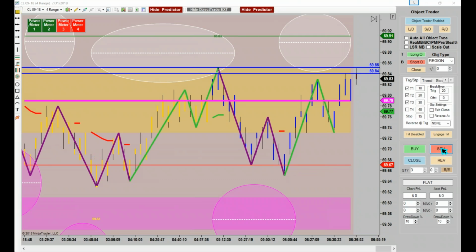But if you want to do it more conservatively, then obviously what you'd want to do is wait for it to actually do a little lightning to the downside. See if we get anything. And that's tempting right there. That's right at resistance.